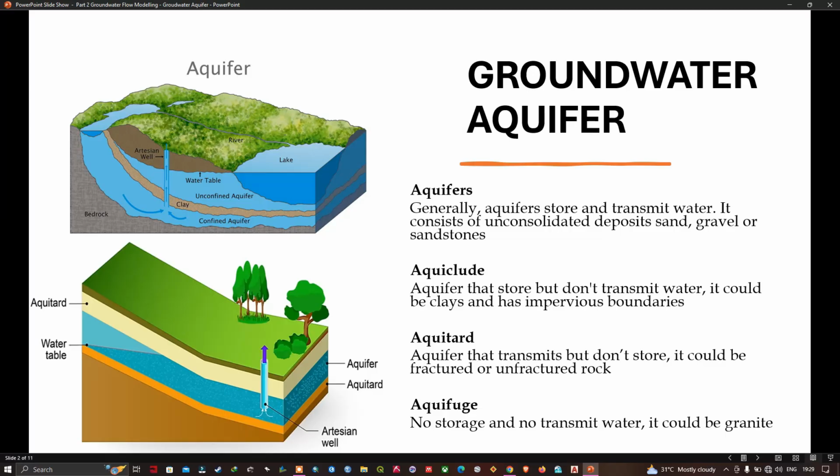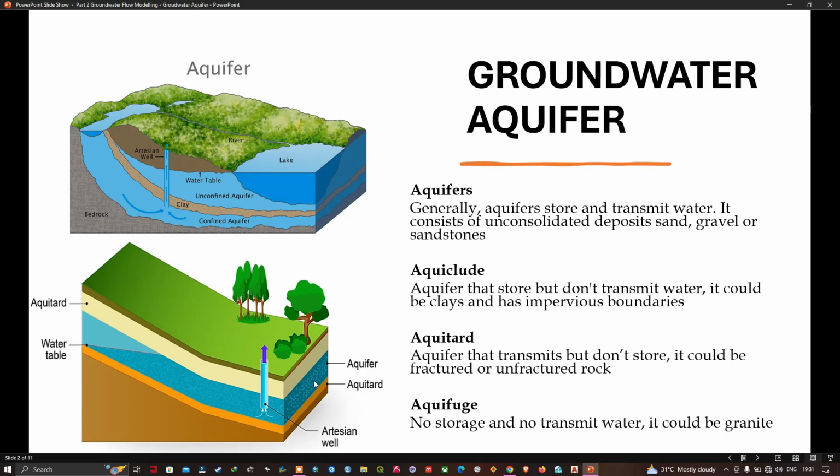So an aquifer generally stores and transmits water. It consists of unconsolidated deposits like sand, gravel or sandstone. So an aquifer contains mainly sediments like sand, gravel and sandstone, and usually it is a porous media. It has an ability to store and transmit water. As we discussed earlier, as you can see here, the aquifer is in blue color, in which the groundwater can be stored and transmitted, and where the well could be drilled.